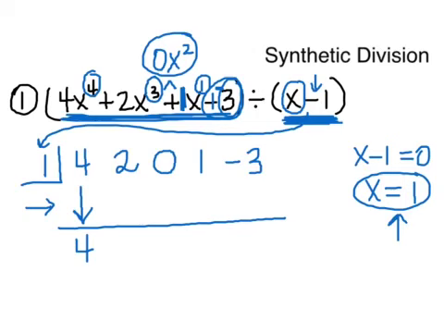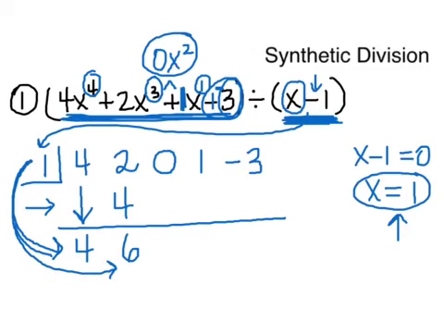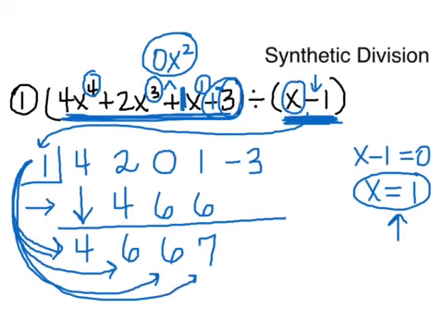Then the process is multiply, add, multiply, add, multiply, add. So we're going to multiply 1 times 4 and get 4. Then we're going to add down. You don't subtract, you add down. Then you multiply 1 times 6, put the answer here, and add down. Then you multiply 1 times the next 6, put the answer here, and add down. And then you do 1 times 7 is 7, and add down.